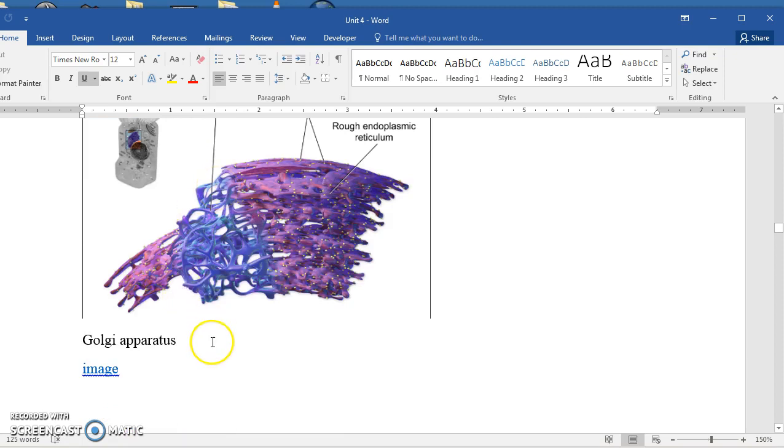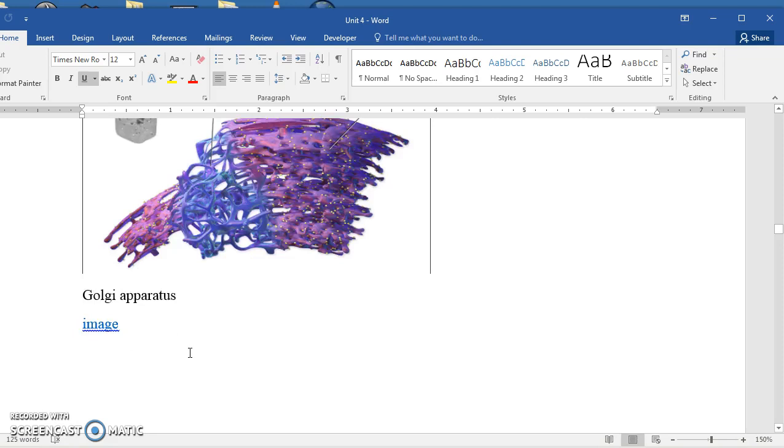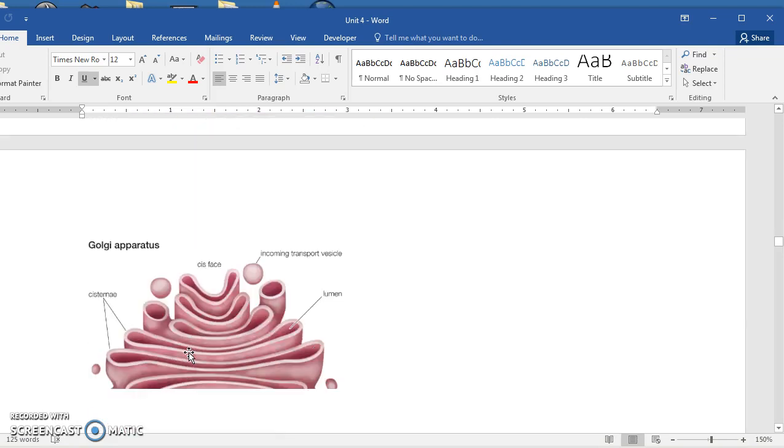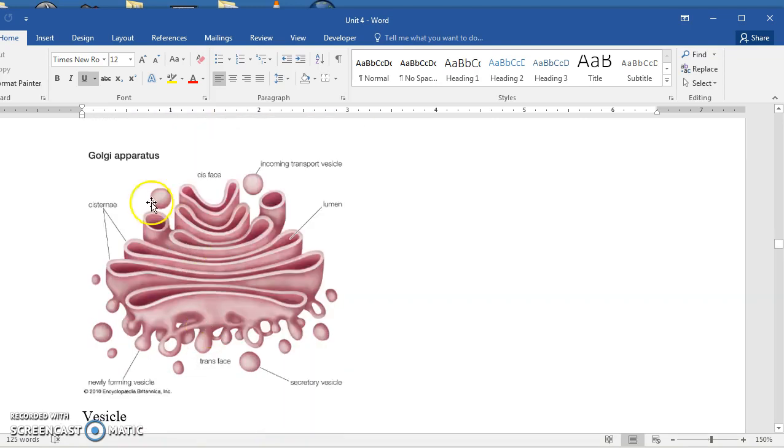The Golgi apparatus is sometimes associated with the smooth ER, sometimes there's some distance between it and the smooth ER, but it takes in materials from the endoplasmic reticulum and further processes them. And here you can see there's the cis face and the trans face.